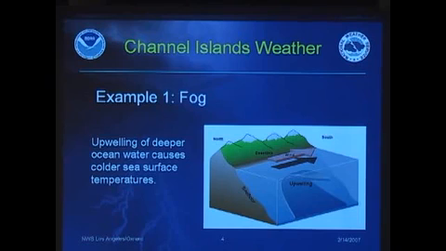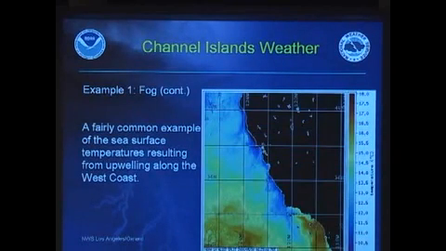And you need a contrast in temperatures in order to get clouds to form. So this is the first ingredient. The cool sea surface temperatures influence the temperature of the air right near the ocean and make it quite cool. And that's our first ingredient for the formation of fog.